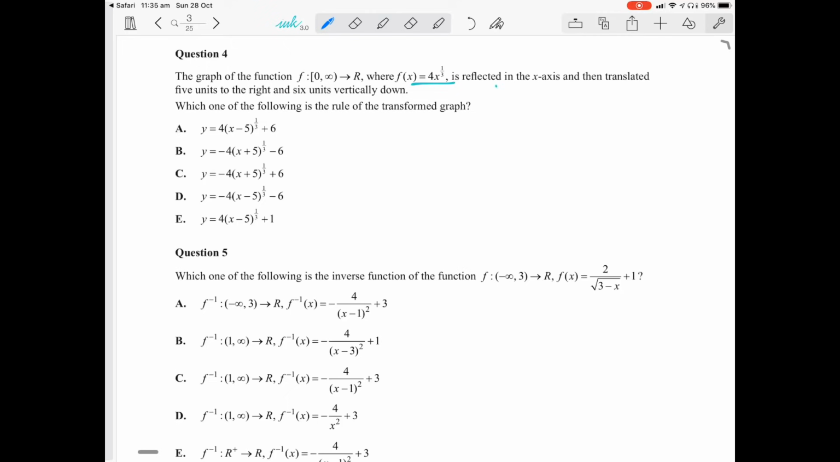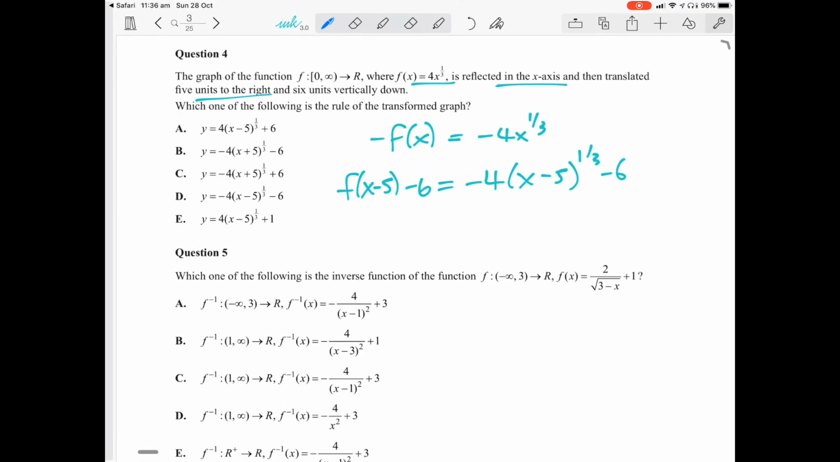Okay, this graph reflected in the x-axis, negative f of x, so it's going to be negative 4x to the 1/3. Translated 5 units to the right and 6 units down. X minus 5 will bring it to the right and 6 down, so subtract 6. X minus 5 to the 1/3 minus 6. Negative 4. Okay, so it's either going to be that or that.